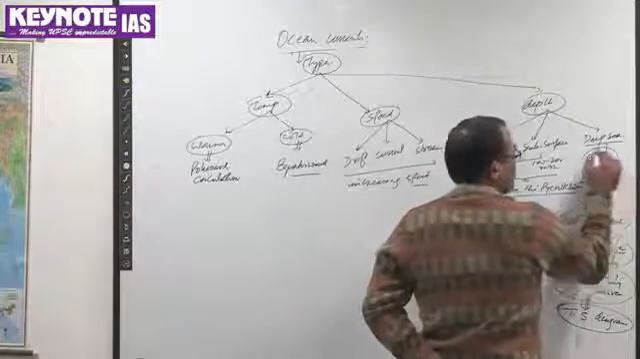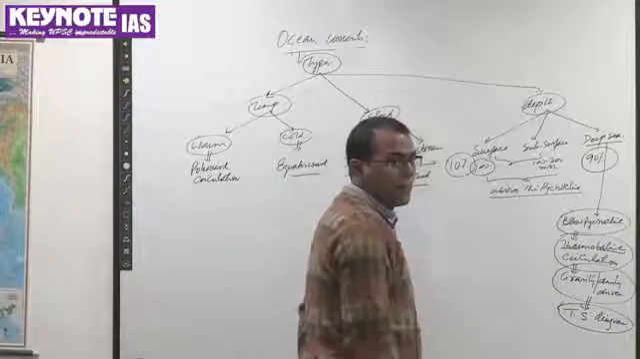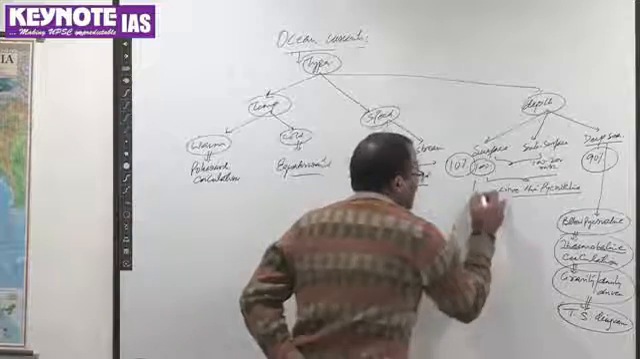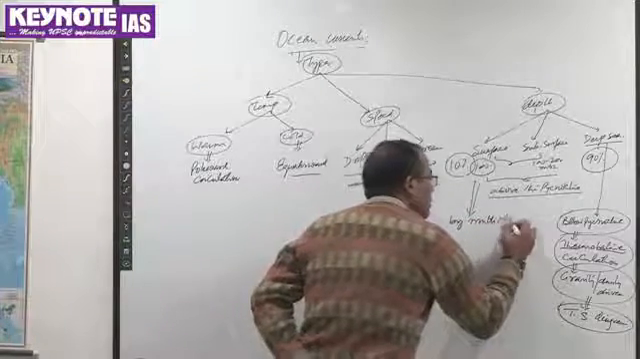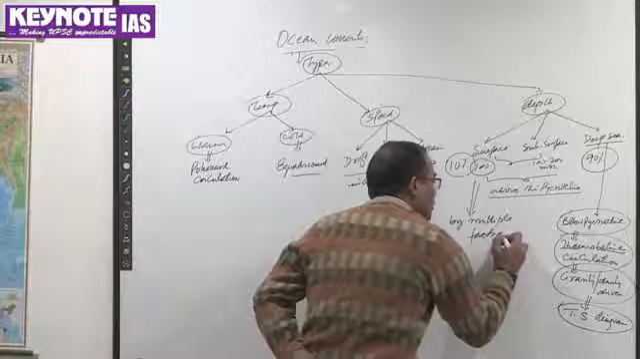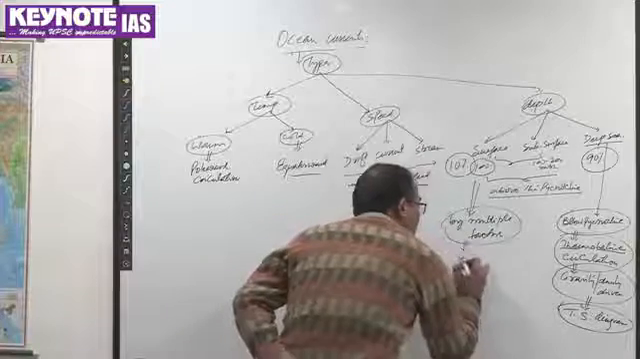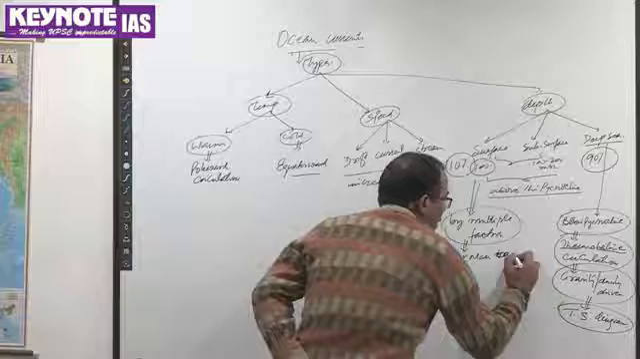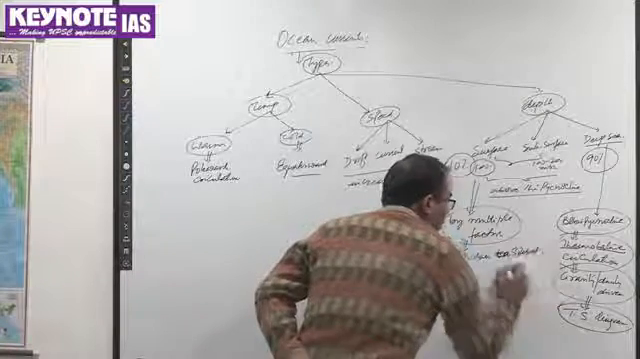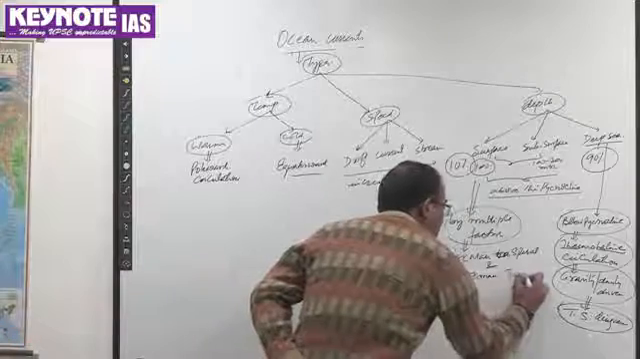90% of ocean circulation, 10% of ocean circulation. This is by multiple factors. Here we have the concept of Ekman transport or Ekman spiral and Ekman transport.